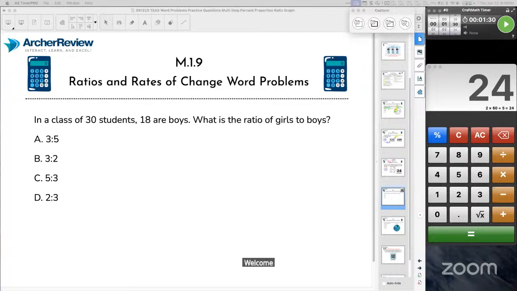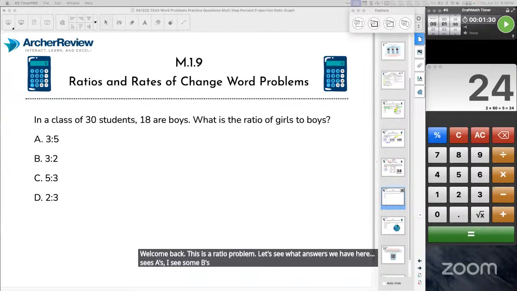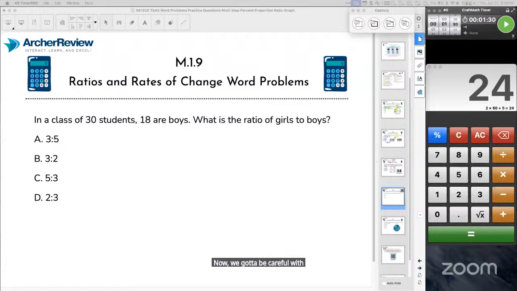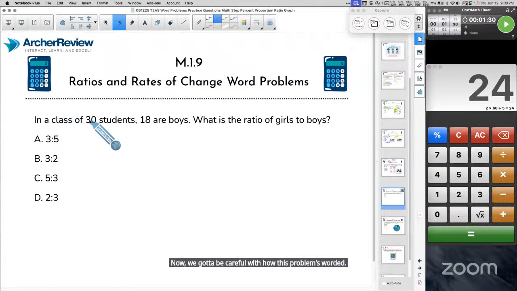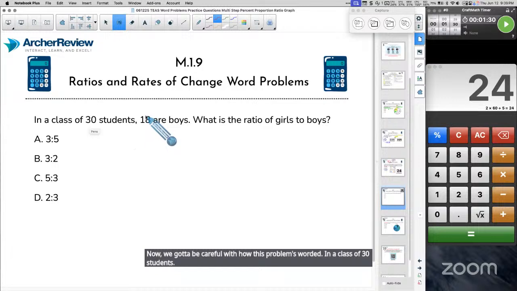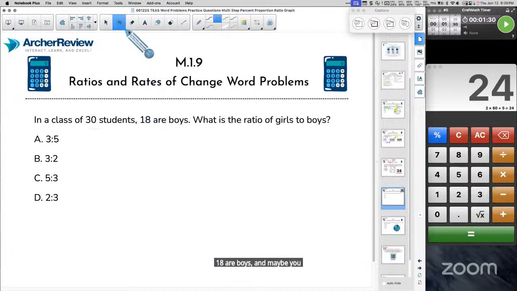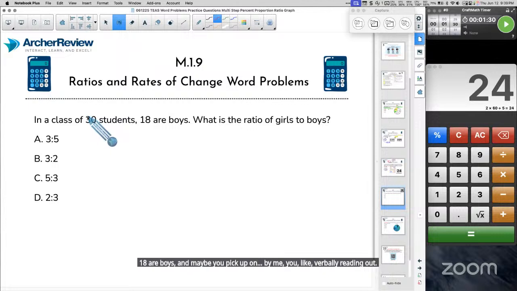Welcome back. This is a ratio problem. Let's see what answers we have here. I see A's, I see some B's, I see C's and D's. So we have some of all four answer choices here. Now we have to be careful with how this problem is worded. In a class of 30 students, 18 are boys. What is the ratio of girls to boys?